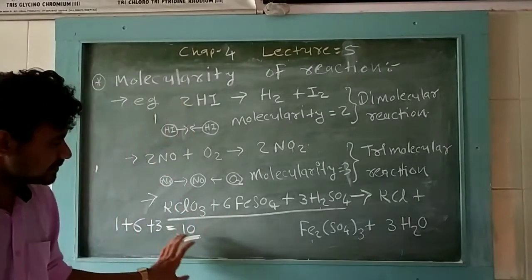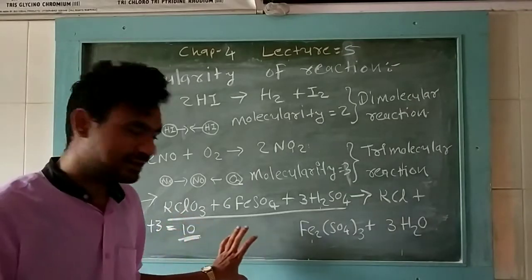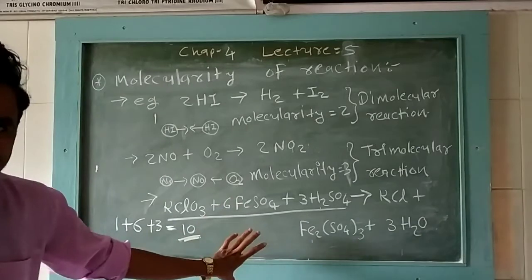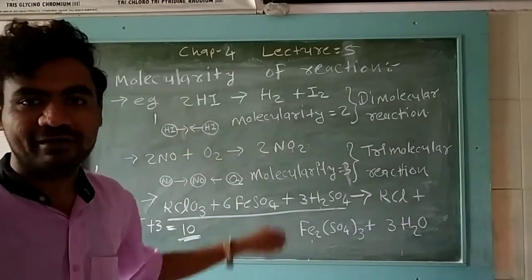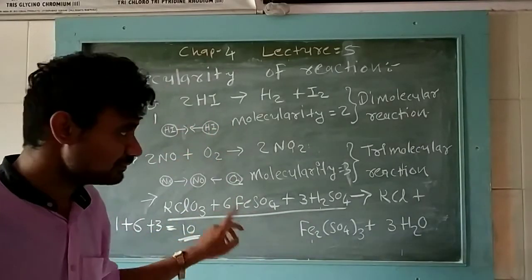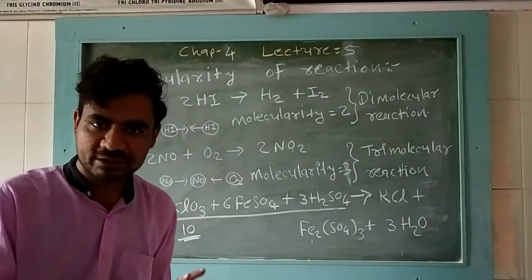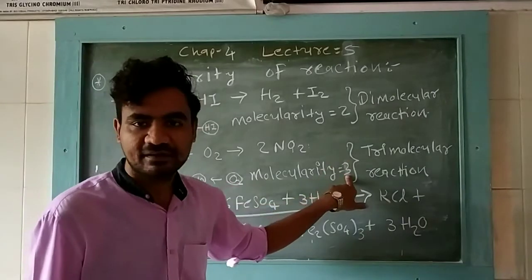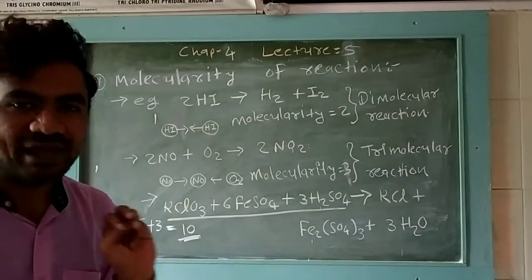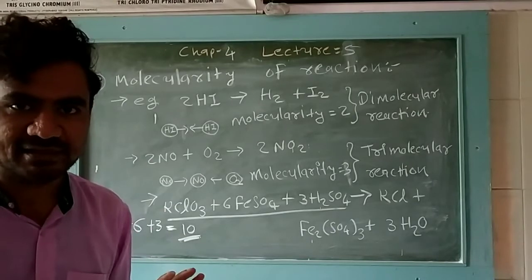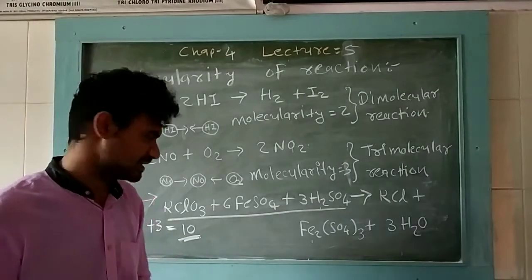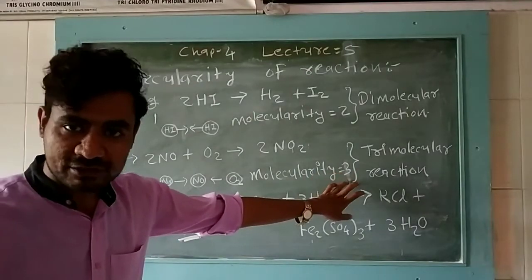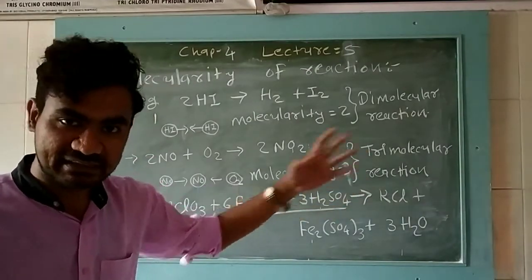Why? Because, like us during this time, molecules also maintain social distancing. They do not combine in such numbers. In most cases the maximum molecularity is 3. Only 3 molecules can collide with each other in 99% of cases. So molecularity in most cases cannot be more than 3.